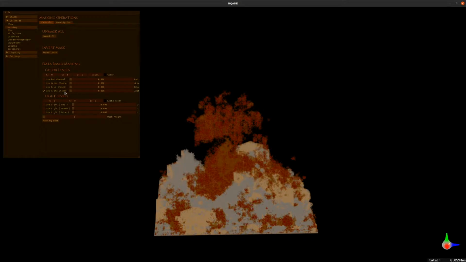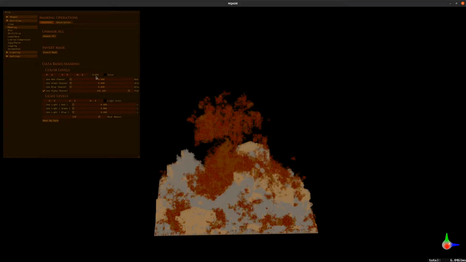Basically, this is an 8-bit value per voxel that determines how much your operations apply to the voxels. And some operations have a flag to respect the mask or not. But here what I'm doing is I'm using the alpha channel in the data.